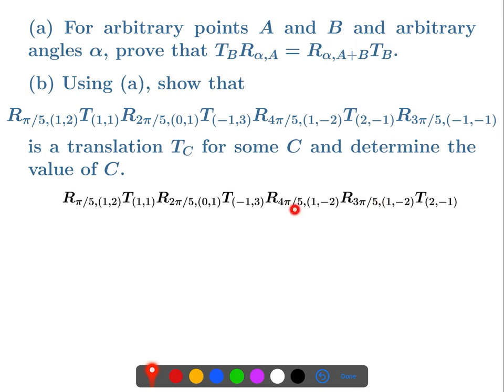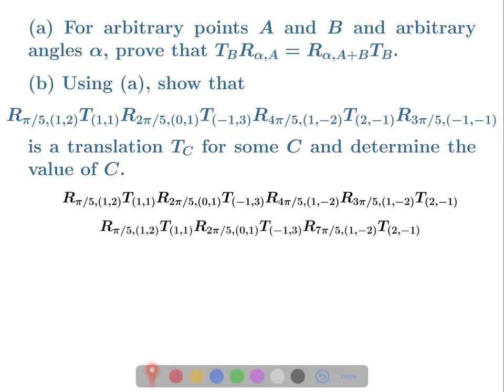So the product of these two rotations, since this is the same point, is just a rotation around 1, -2 by 7 pi over 5, the sum of these angles. Okay, because you're just rotating around 1, -2 by 3 pi over 5, followed by, keep on rotating another 4 pi over 5, and so you will have rotated by 7 pi over 5.